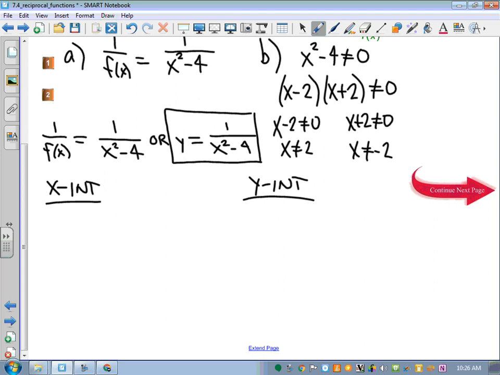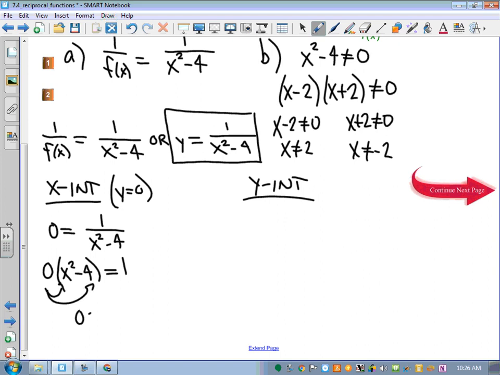Now, if I'm looking for an x-intercept, I'm going to put in a bracket behind it, y is equal to 0. So I get that 0 is equal to 1 over x squared minus 4. This has no solution. One of the best ways of seeing that is multiplying the denominator onto the other side, just like we did in chapter 6. That 0 distributes, and I get that 0 is equal to 1. X isn't even in the mix anymore. 0 is not equal to 1, so there are no x-intercepts.